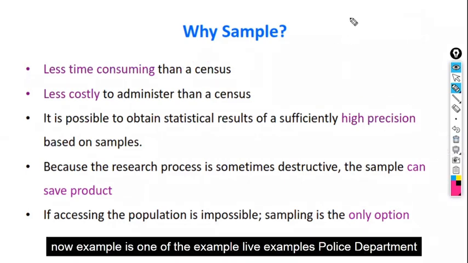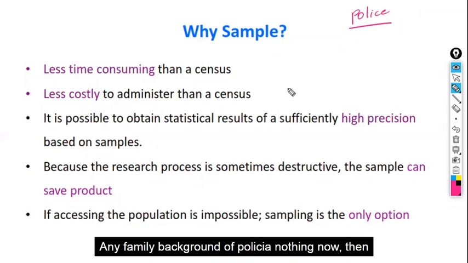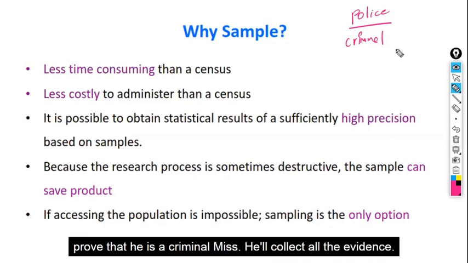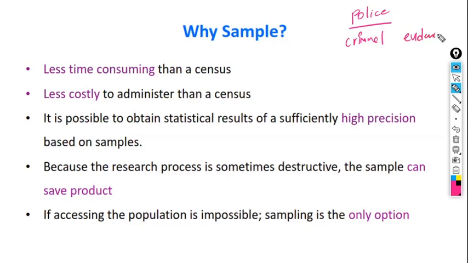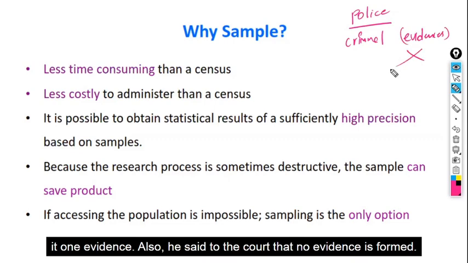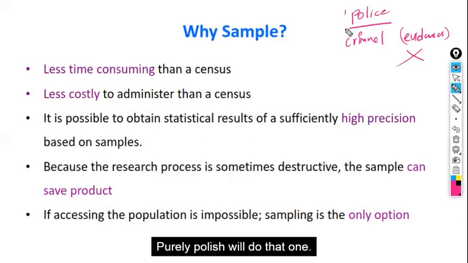Now, one live example is the police department also. Is there anyone here from the police department? Any family background of police here? Nothing? Then I can explain this example. No problem. In the police department, if the person is a criminal and he does not have any money, and the police want to prove he is a criminal, they will collect all the evidence. If they want to prove he is not a criminal, they will not collect even one piece of evidence. They will say to the court that no evidence was found. The judge will say go out, enjoy. Purely the police will do that. That is biased sampling.